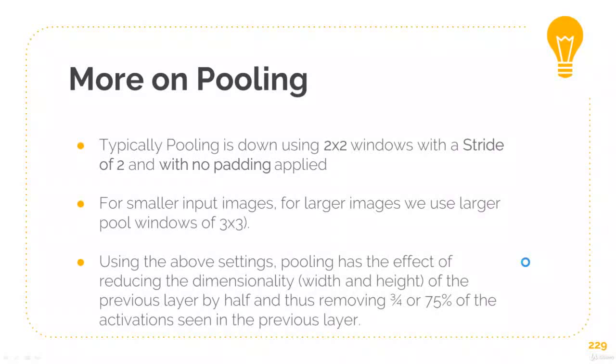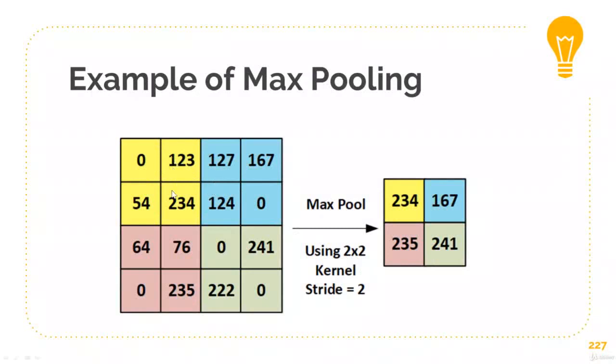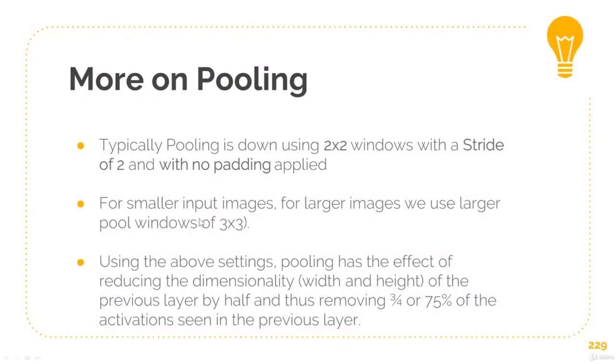So let's talk a bit more about pooling. Typically, pooling is done using 2x2 windows with a stride of 2 and no padding applied. That's how we actually get this 4x4 here. It takes a 2x2 jump, 2x2 jump, and so on. For smaller or larger input images, we can use larger pools or smaller pools, whichever you want. Using the above settings, pooling has the effect of reducing dimensionality. Width and height, those are the only 2 dimensions we reduce here, of the previous layer by half, and thus removing 3/4 or 75% of the activations seen in the previous layer.